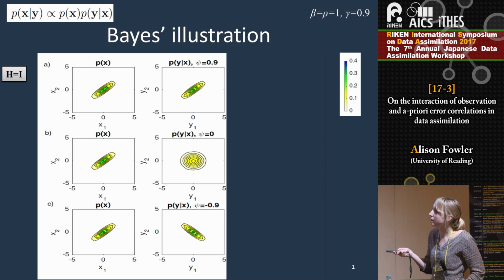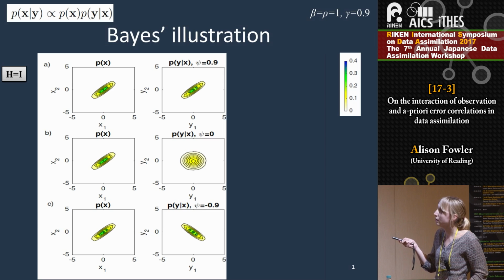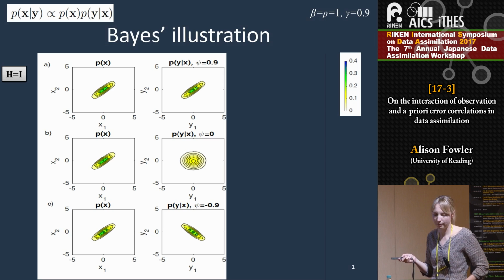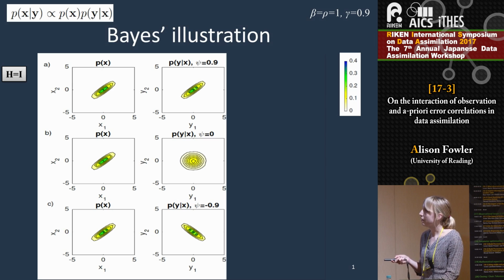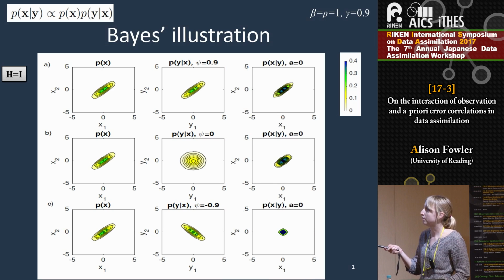In the second column, I have a likelihood distribution for 3 different cases. In the first case, it's the same as my prior. In the second case, I have 0 correlations in the likelihood. And in the third case, my correlations are minus 0.9, so it's orthogonal to my prior. To get the posterior distribution, we just multiply these 2 functions together and normalize.